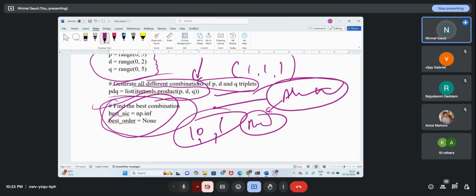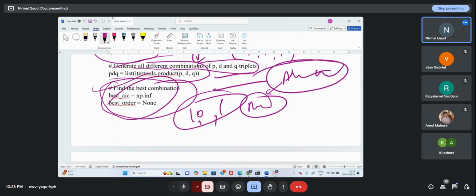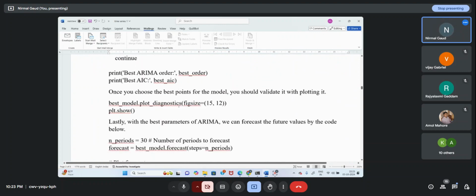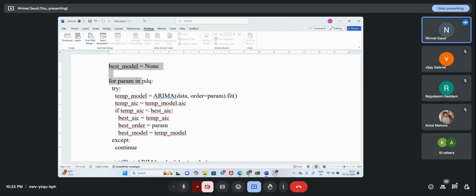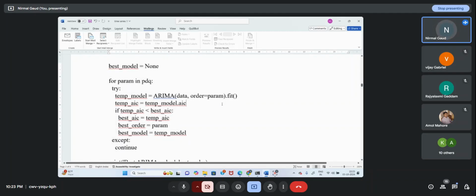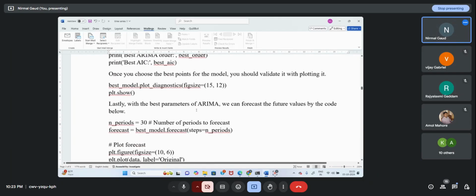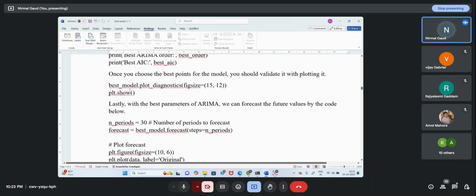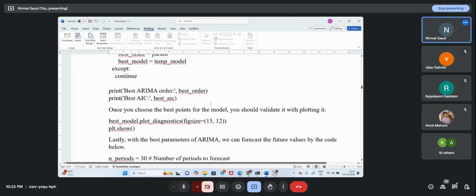I also don't know the best values, so I try from my side. Here it is giving you code to try the different combinations of PDQ and put them into ARIMA. This is an additional code which you are getting. I haven't followed this code so far, but I will look into it. This is a way to find the best suitable values of PDQ. Whatever the best values you get, you have to put them into ARIMA.